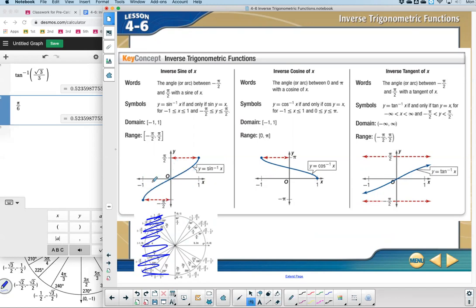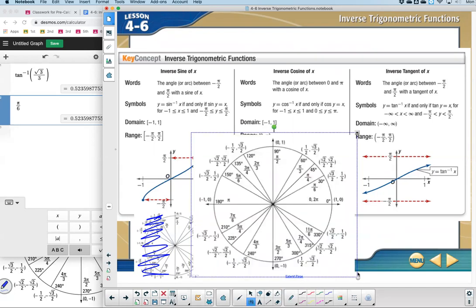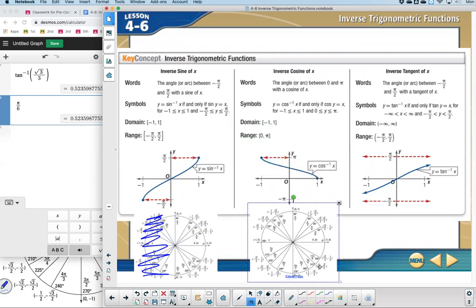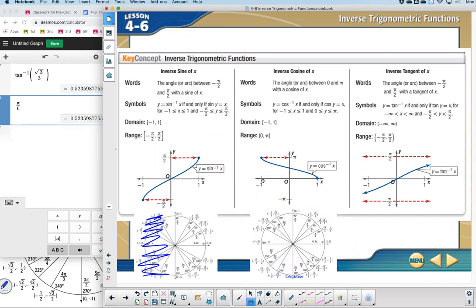And your domain will range anywhere from -1 to 1. So any of these values, the y values, occurring on this side of the unit circle. Cosine's different than the others. Cosine, and secant for that matter, if you notice, its domain is also -1 to 1. But its range will only give you values from 0 to pi. So cosine is not going to look at these values down here. They're only going to give you answers occurring on the top half of the unit circle.